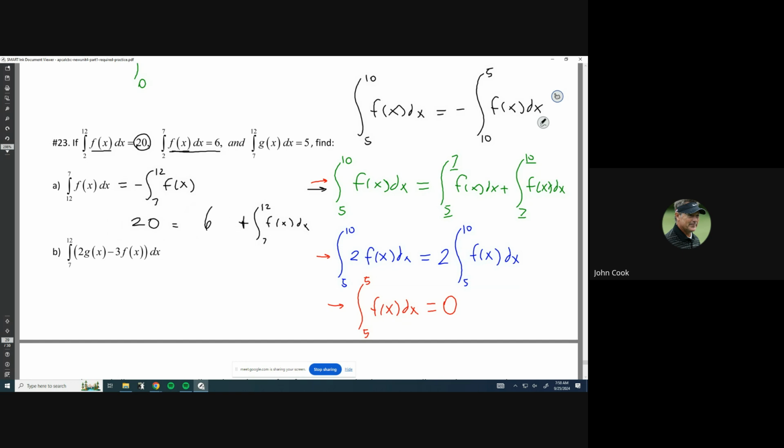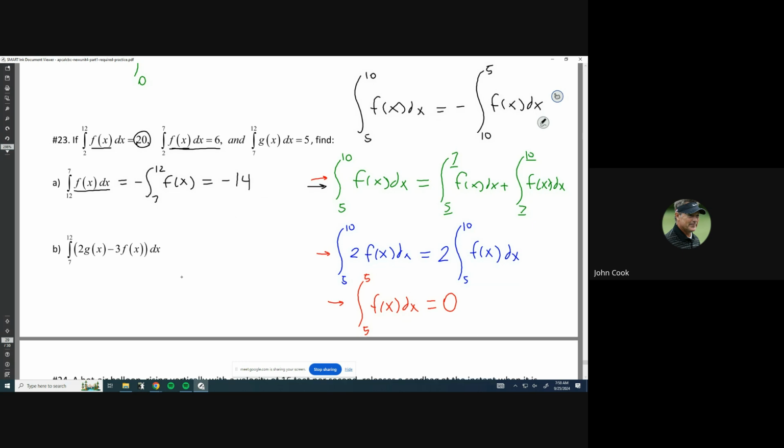So if I want to find the area from 7 to 12, all I'd have to do is subtract 6 from both sides. That tells me that it's equal to 14. If that's equal to 14, then if I want to know what the area from 12 to 7 is, all I'd have to do is negate the value that I just got. So that's going to be negative 14. Okay, so there you go. That's using the properties to solve it.